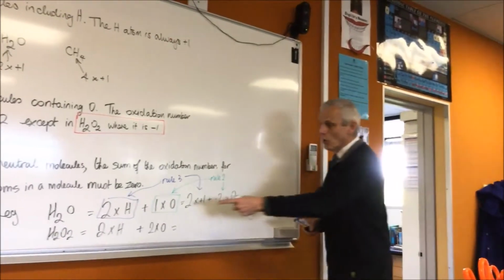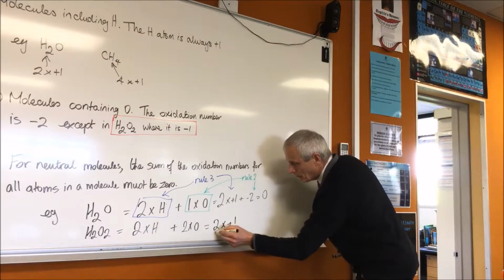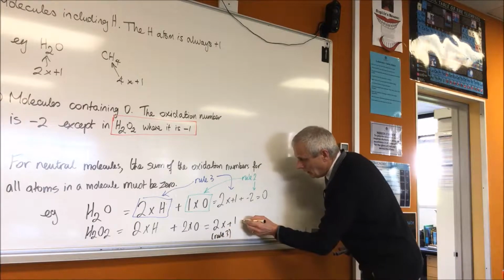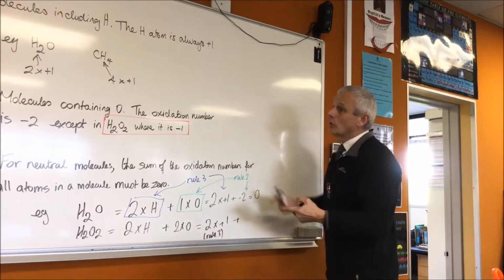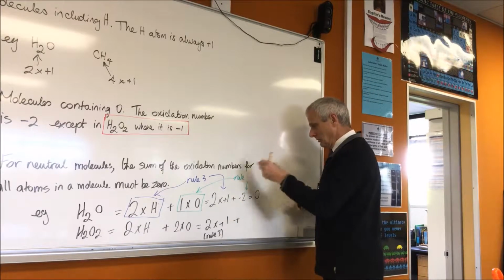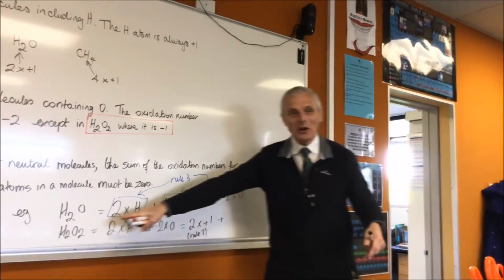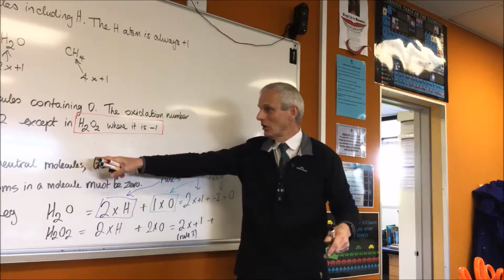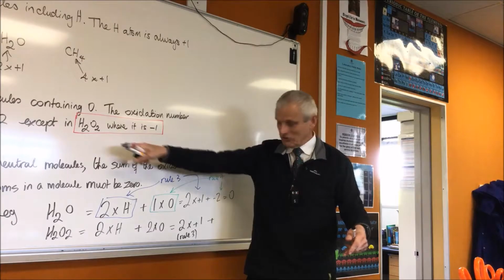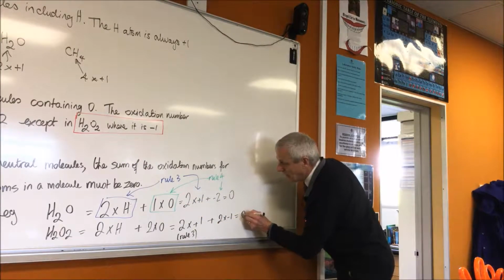So, from rule 3, we've got 2 times +1. And then from rule 4, we're now dealing with hydrogen peroxide. So we've got -1 for oxygen here. This is the exception. So we've got +2 times -1, and that again is 0.